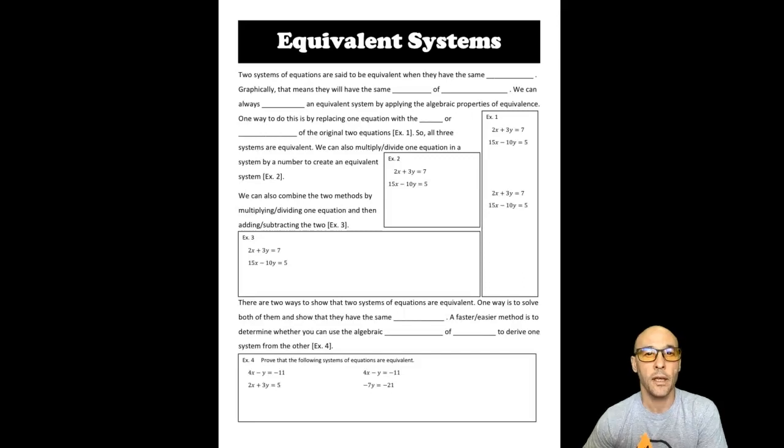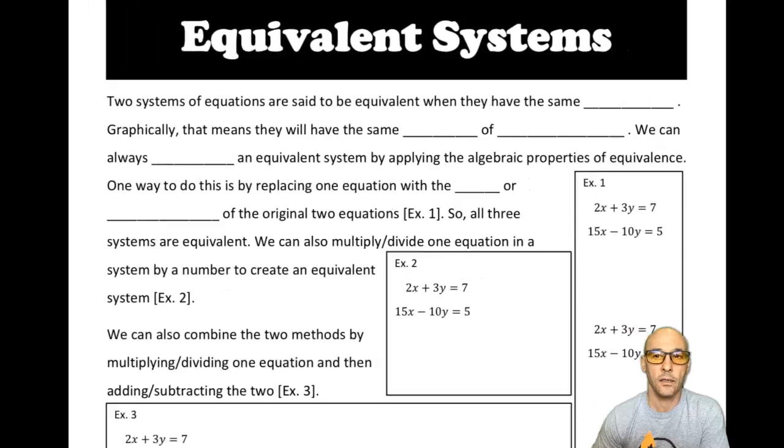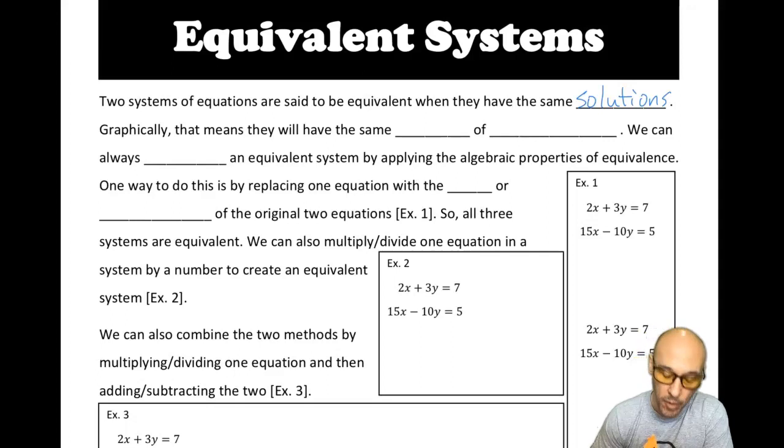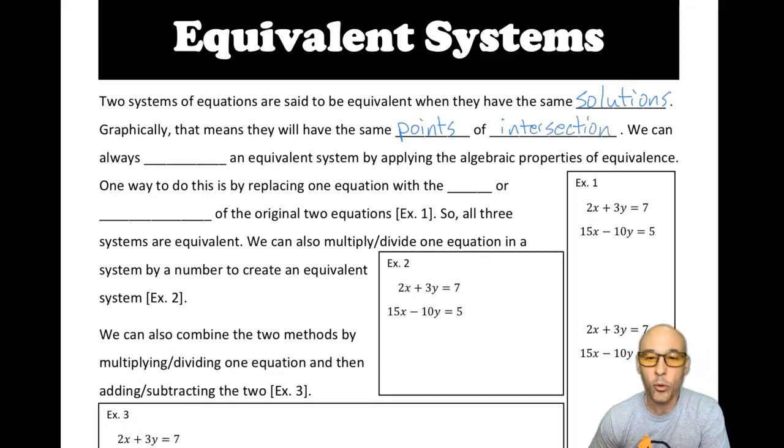All right. This equivalent systems lesson is a pretty tough one, so let's get down to it. Two systems of equations are said to be equivalent when they have the same solutions. If they have the same solutions, then those systems are equivalent. Graphically, that means they will have the same points of intersection, whether that's a single point, all the points, or no points.